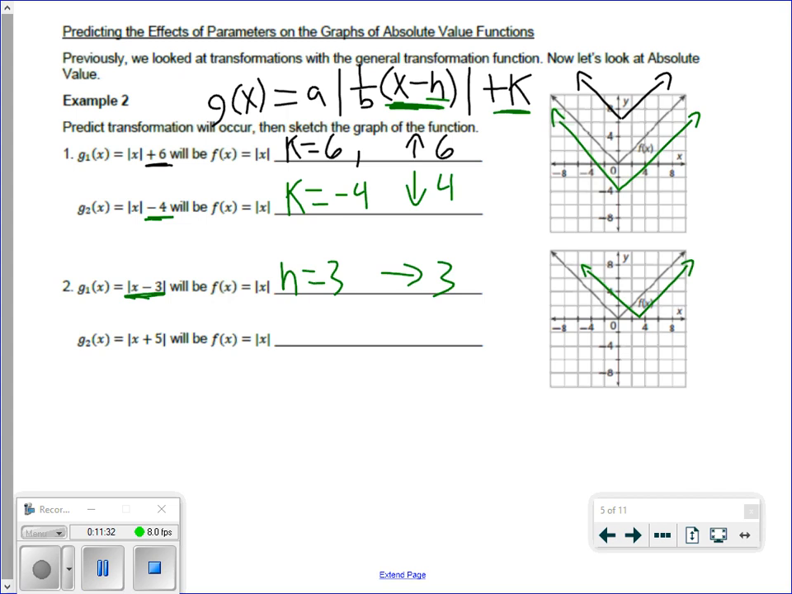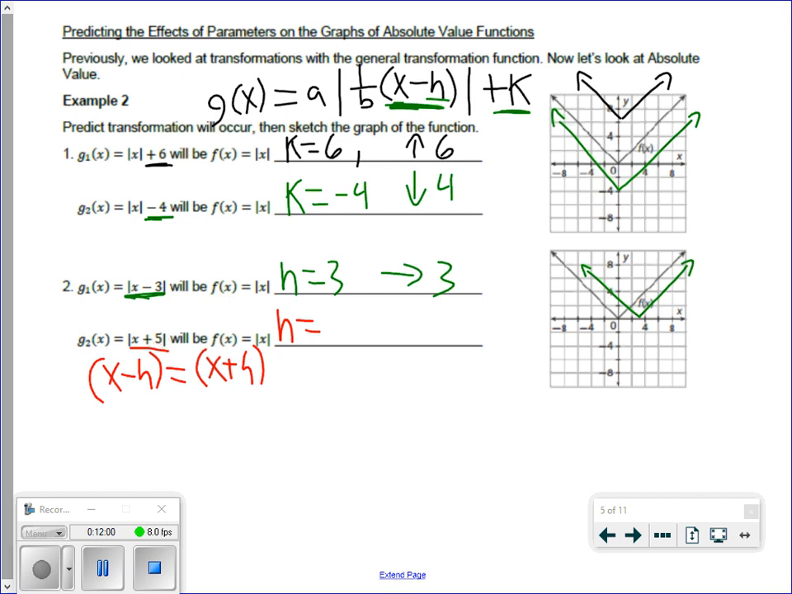All right, and then for g sub 2 of x equals the absolute value of x plus 5. In this case, the x plus 5 is still inside the absolute value function, so that is going to be the h parameter that's changing the function. So we just need to figure out what our h is going to be. So remember, the form is x minus h. So basically, x minus h has to equal x plus 5.